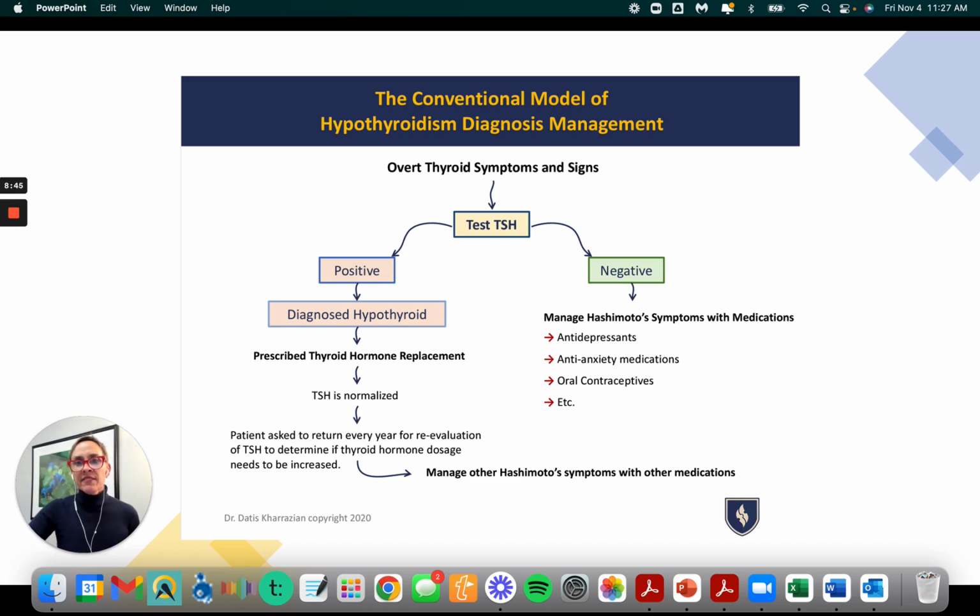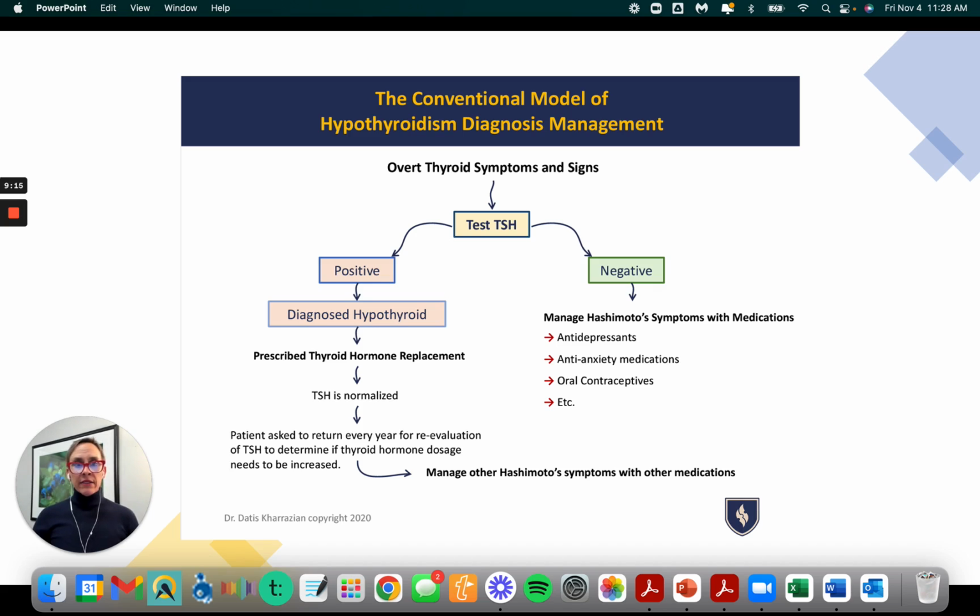So looking at the conventional model of hypothyroidism, we typically test one lab test called TSH. TSH is actually from the brain. So our hypothalamus signals the pituitary to kick out TSH, which is called thyroid stimulating hormone. Thyroid stimulating hormone goes to the thyroid gland and tells it we need more thyroid hormone. So it kicks out thyroid hormone.